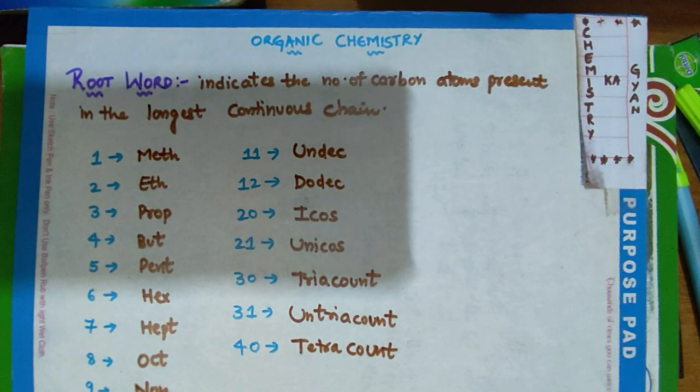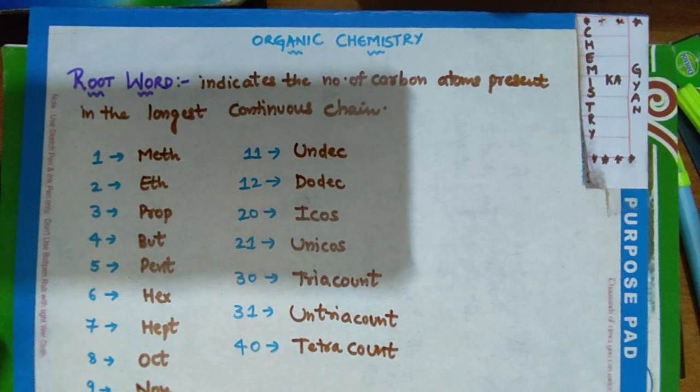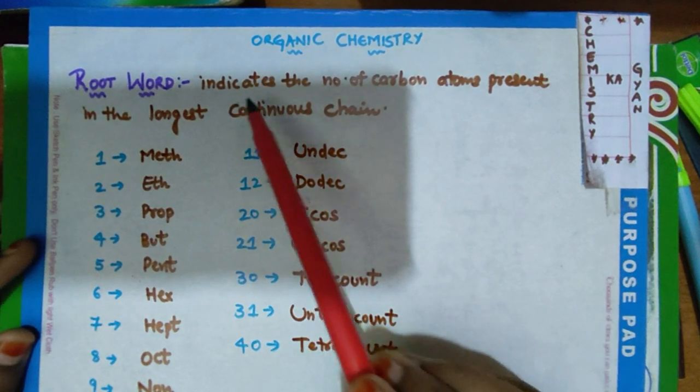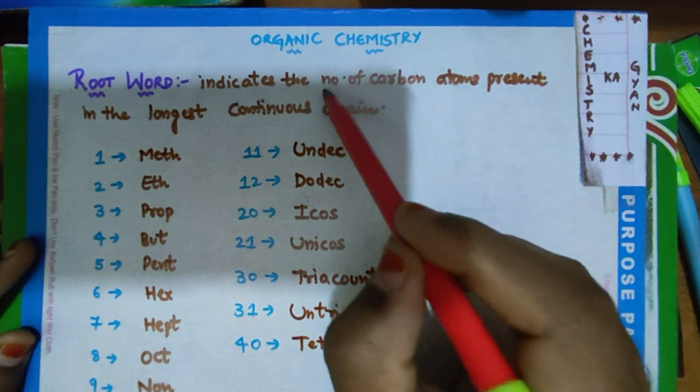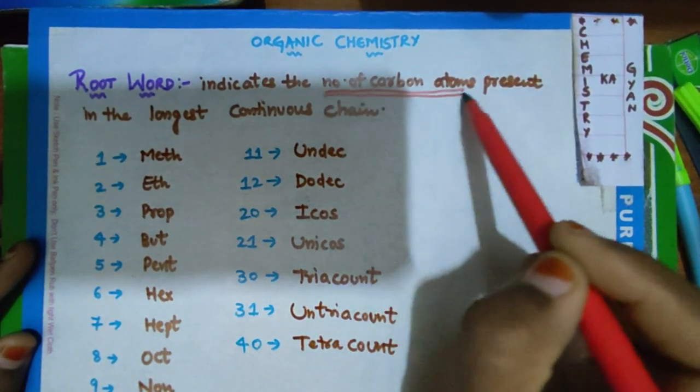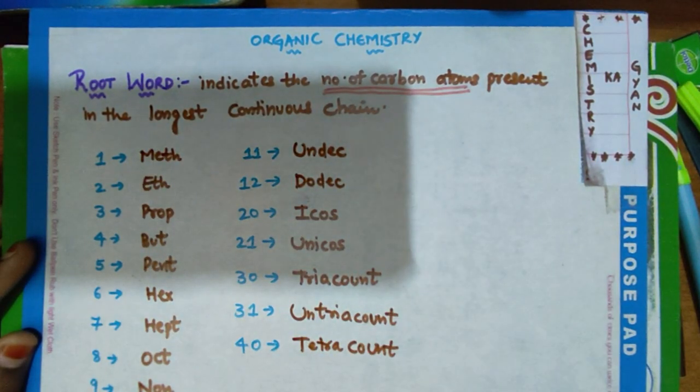Now the next part is the root word. So what is the root word? After prefix, the next comes the root word. The root word indicates the number of carbon atoms present in the longest continuous chain.